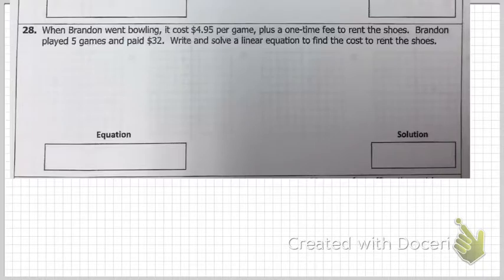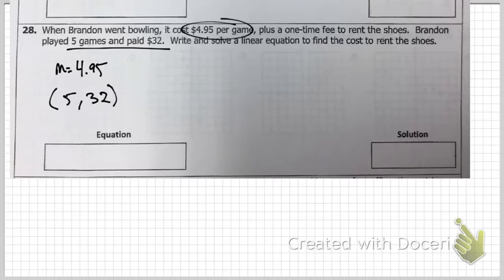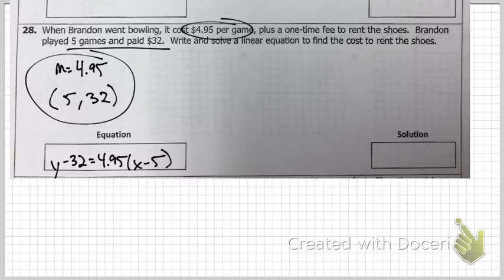All right, so we got this guy, Brandon. I like to call him Brandon. And so here's what we got. We have 4.95 per game. What does that look like in context of a line? Slope. Yep, so I like to get organized. The slope is 4.95. 5 games, paid $32. What is that information? That's a point. So if I got a point and the slope, point slope form, y minus y1 equals m times x minus x1. There's my equation. If I've got a point and a slope, guys, point slope form, slap me in the face.